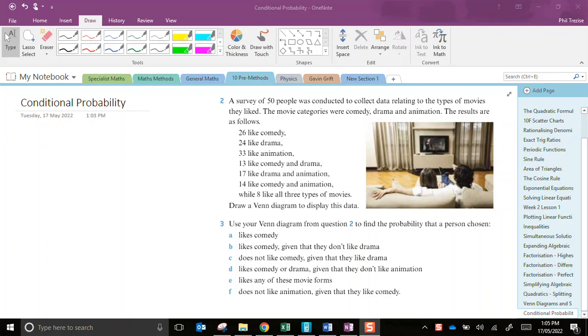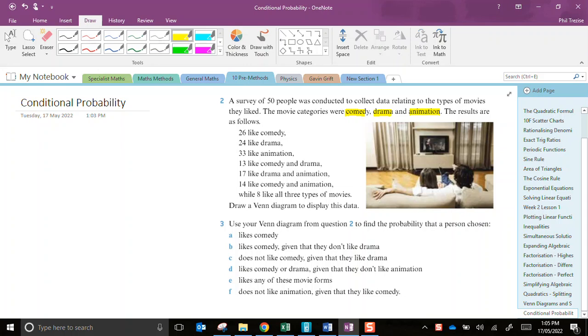Hi everyone. Today's lesson is going to be an investigation involving Venn diagrams and conditional probability. So I'm going to go through these two questions, at least some parts of them. In the first one, we have a survey of 50 people conducted to collect data about the types of movies they like. The movie categories were comedy, drama, and animation.